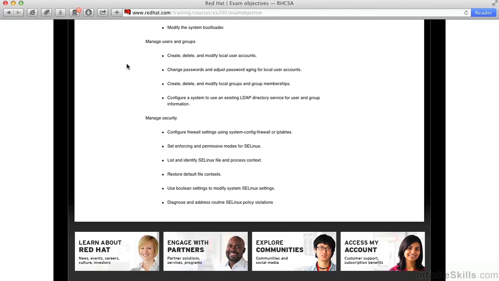So that's what we'll be covering over the next several hours, and I hope you're ready for the ride as we dig into Red Hat Enterprise Linux.